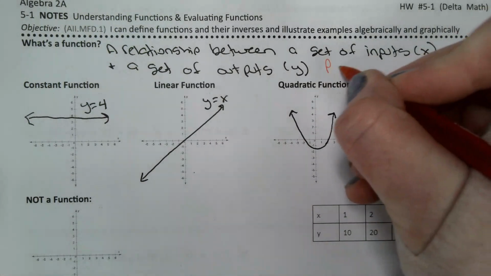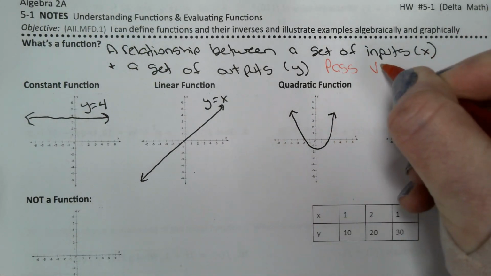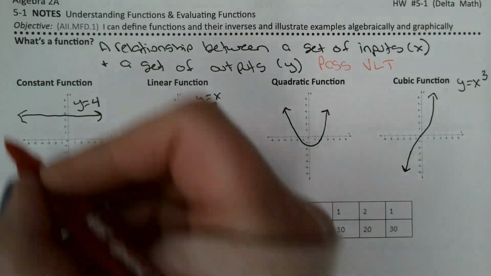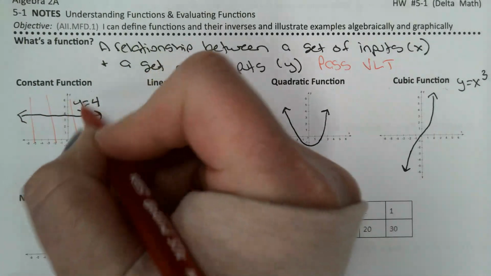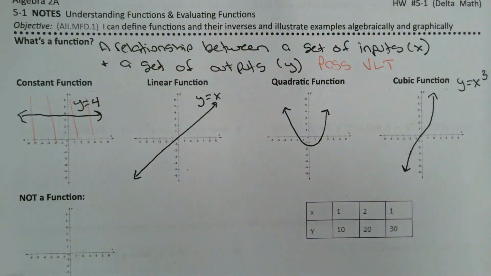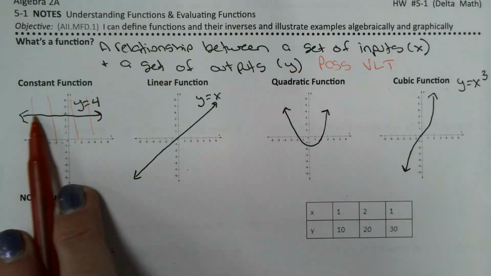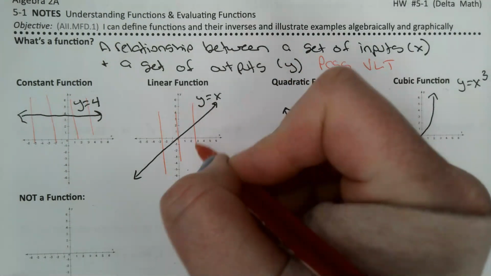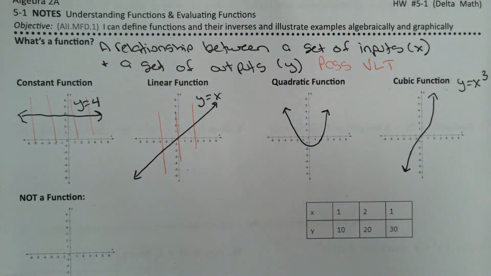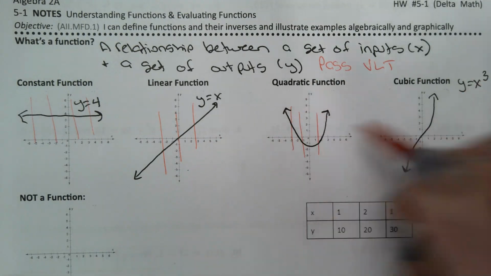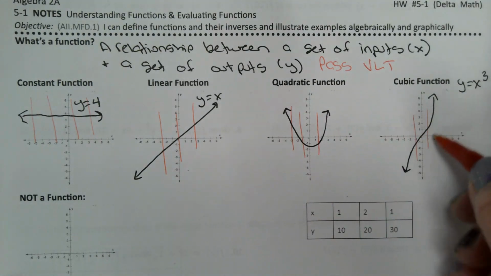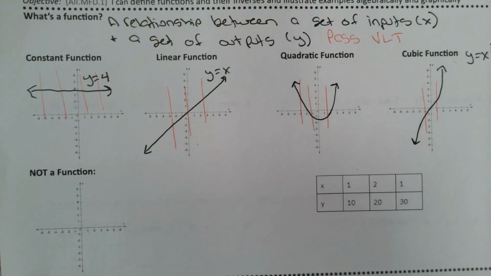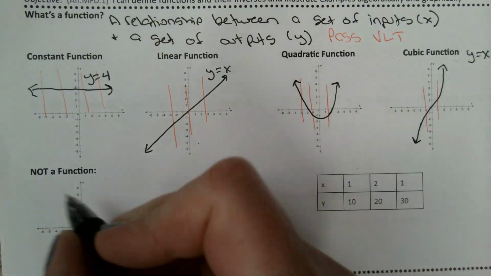All right, so how can you tell that something is a function? A function will pass the vertical line test. VLT is vertical line test. So that means if you draw a vertical line anywhere through your function, the vertical line hits it at only one spot. So we have, okay, that's passing the vertical line test, passes the vertical line test, passes the vertical line test.